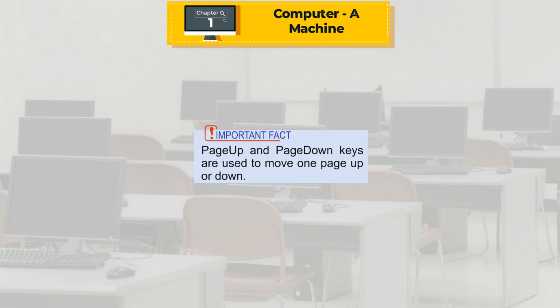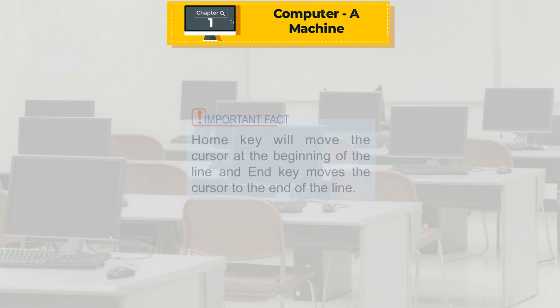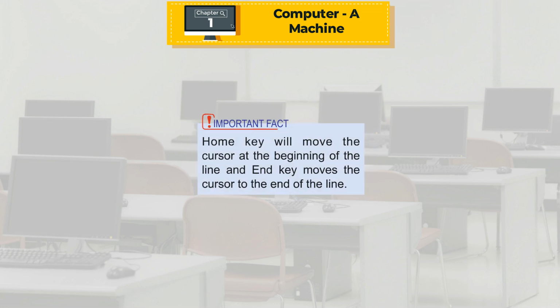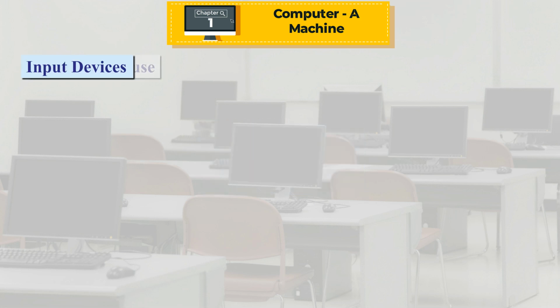Important fact. Page up and page down keys are used to move one page up or down. Important fact. Home key will move the cursor to the beginning of the line and end key moves the cursor to the end of the line.